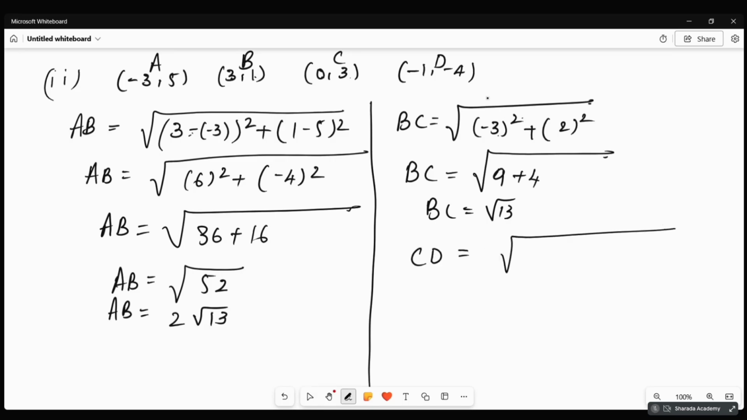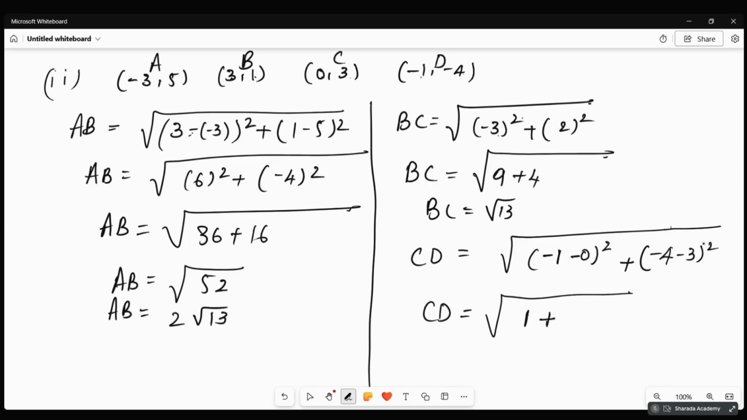Root CD: minus 1 minus 0 whole square, then minus 1 minus 0 whole square, minus 4 minus 3. CD you will get as root of minus 1 whole square is 1, plus minus 7 whole square, 7 square is 49.